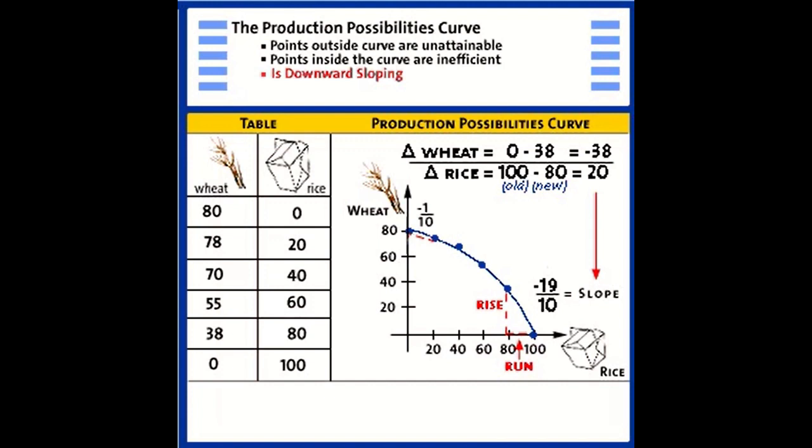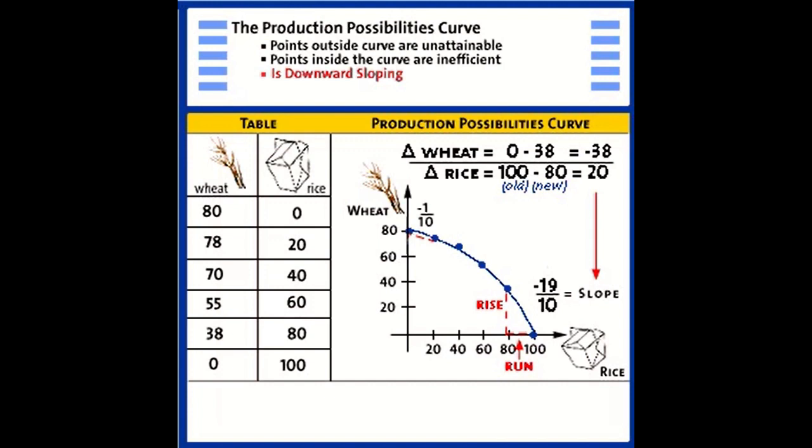Notice the opportunity cost down here is much larger. Each additional bushel of rice costs almost 2 bushels of wheat. Up here, each additional bushel of rice costs only 1/10 of a bushel of wheat. The opportunity cost is changing as we move along the production possibility frontier.